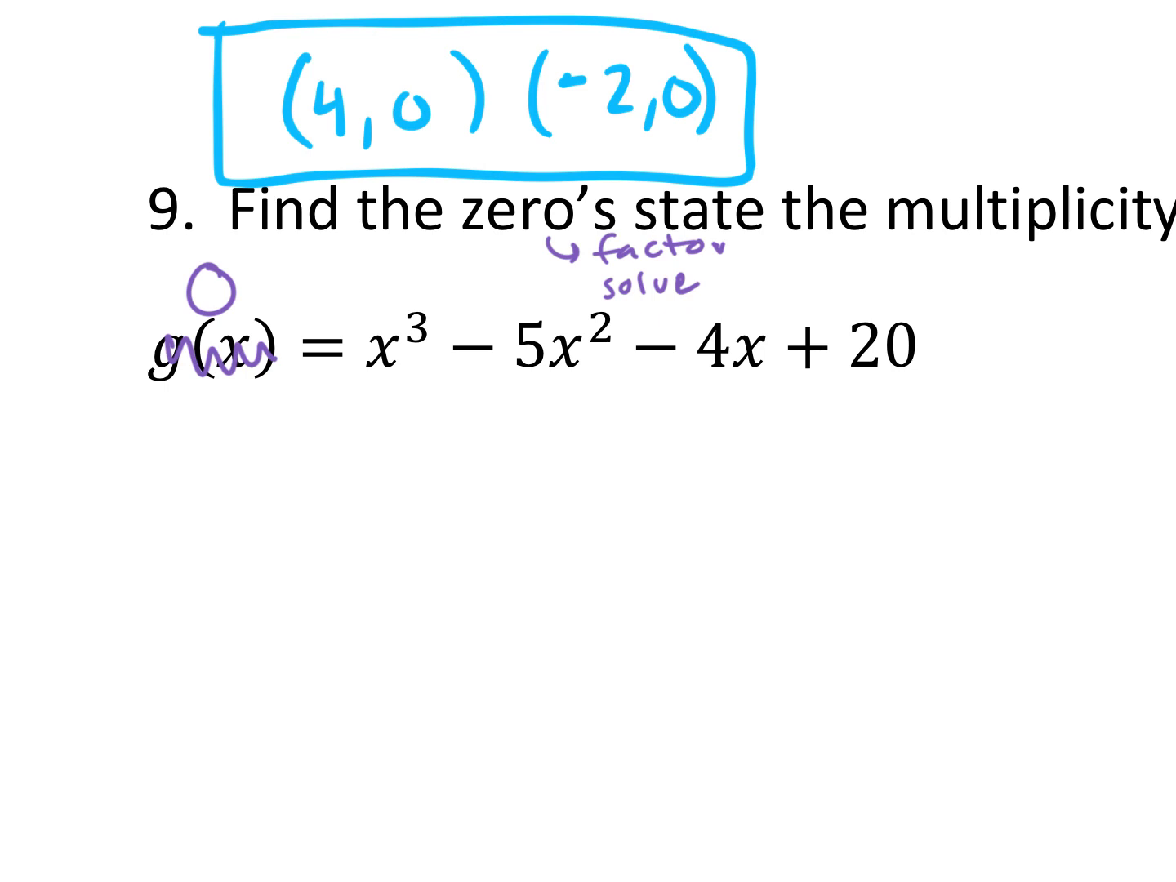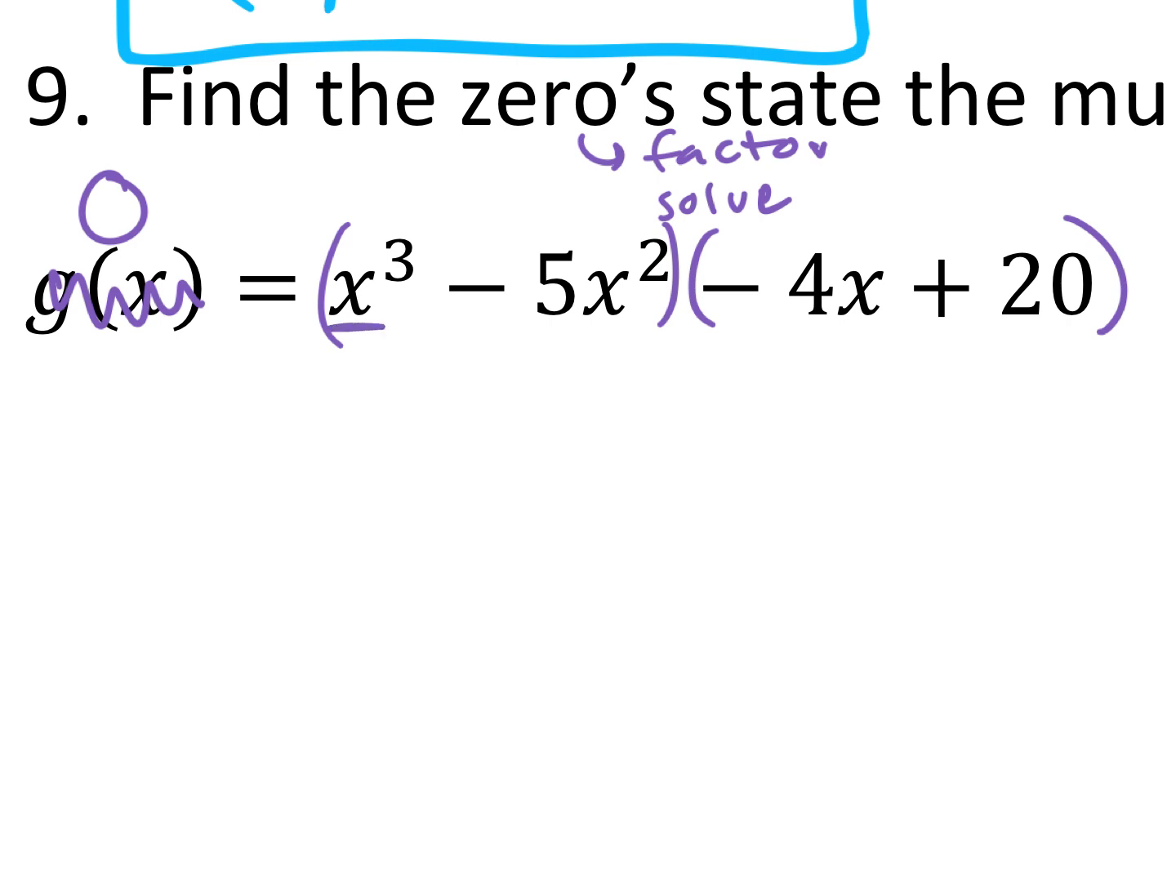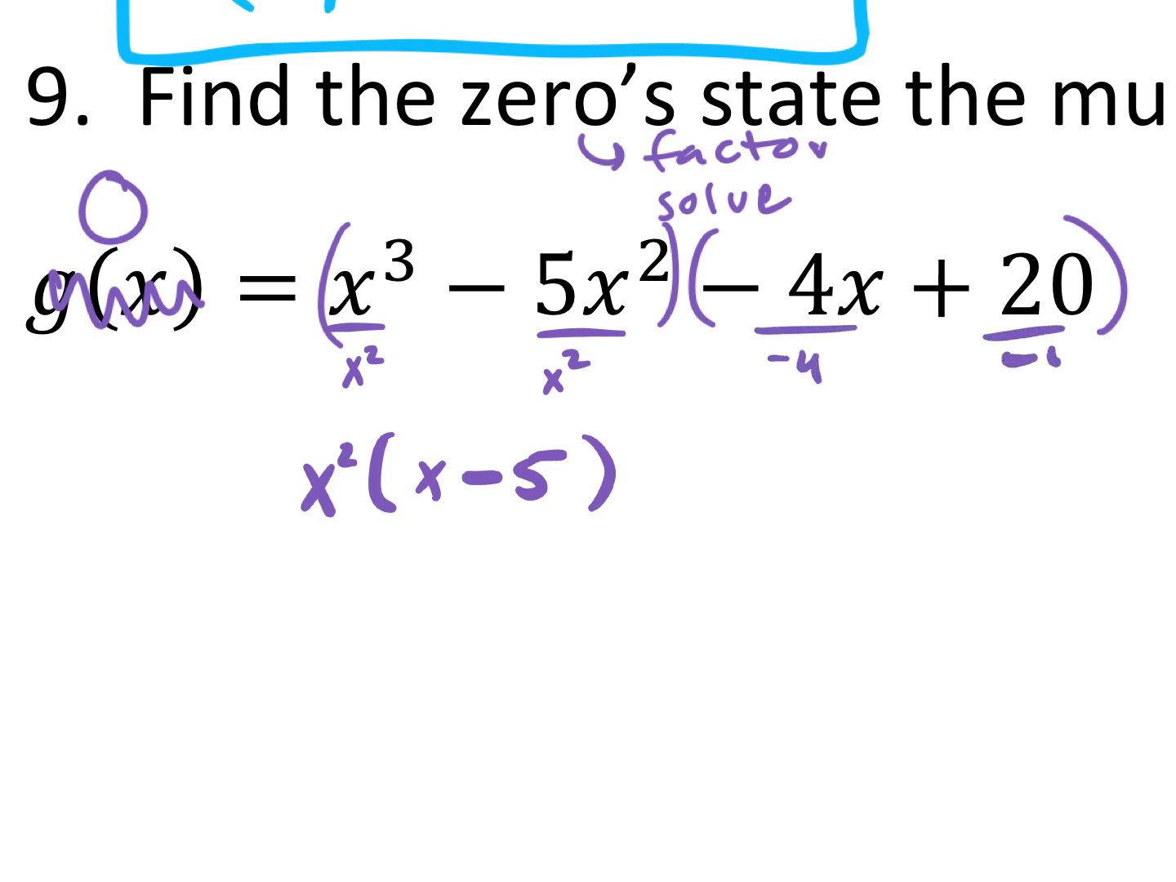I can group them. Anytime you have 4 terms, you always want to check and see if you can group them. So group the first two, group the second. What's my GCF in the first group? X squared. So I'm going to take out an x squared, and I'd be left with x minus 5. What's my GCF in the second group? -4. So I take out a negative 4, and I'm left with x minus 5.